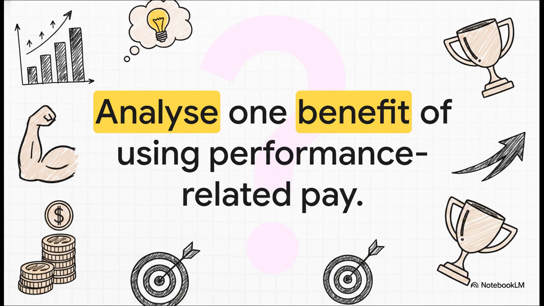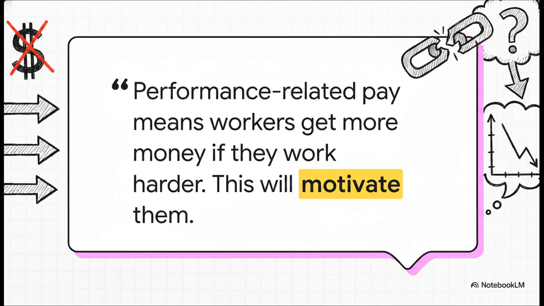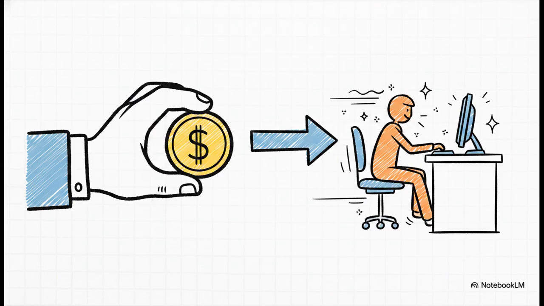So here's our first example. The question is, analyze one benefit to a business of using performance-related pay to motivate its staff. You've probably seen a question like this a dozen times. Now, a lot of students might write something like this. And look, it's not technically wrong. It's just, well, it's a bit weak. The problem is it stops way too soon. It gives the what, but not the so what. It doesn't tell us the end result for the business. The chain is broken.